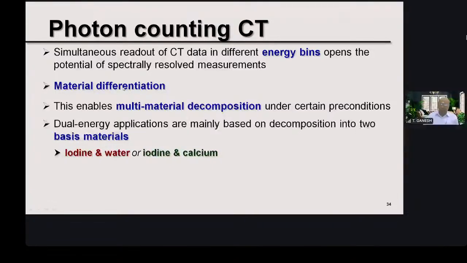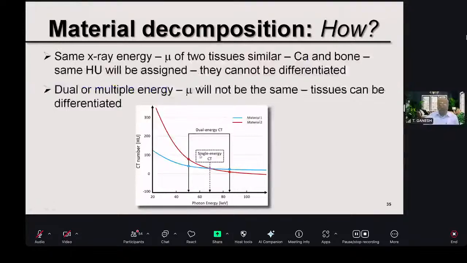So we will be able to differentiate between the materials, and this enables what is called multi-material decomposition under certain preconditions. So we will be able to divide a material in terms of two different materials. We will see a little bit more on that. Dual energy applications are mainly based on decomposition into two basis materials, iodine and water or iodine and calcium.